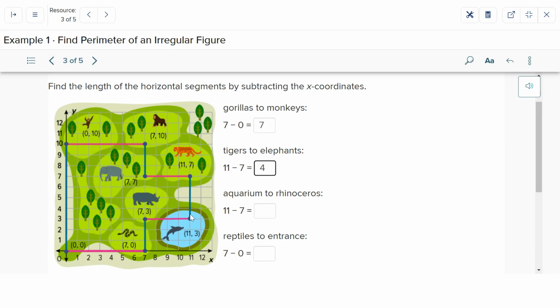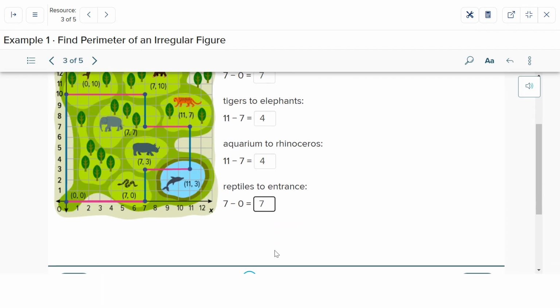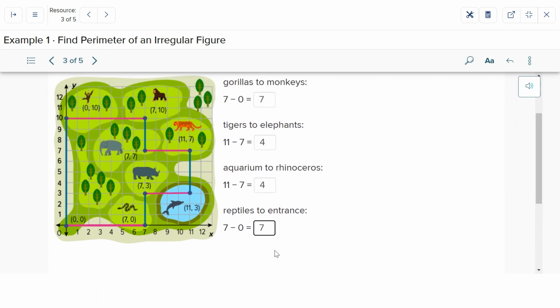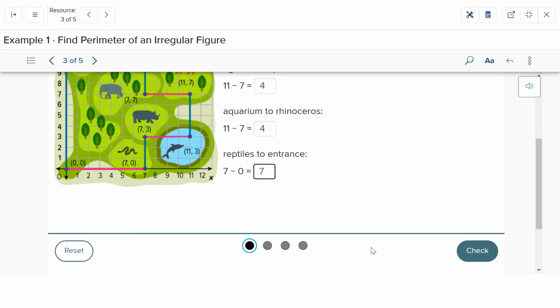We can do the same over here with our aquarium to our rhinoceros. Those have the same y coordinate of 3, so we can subtract our x coordinates, 11 minus 7 again, and then we have another 7 minus 0. So that is some of the distances. Those are the red distances.